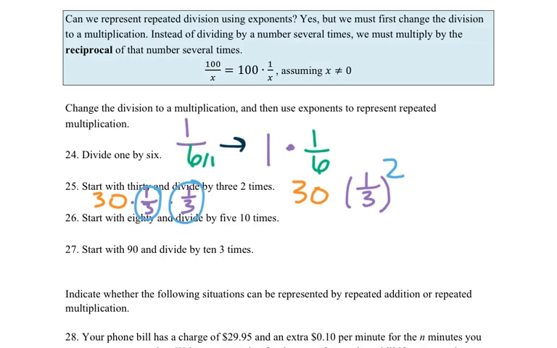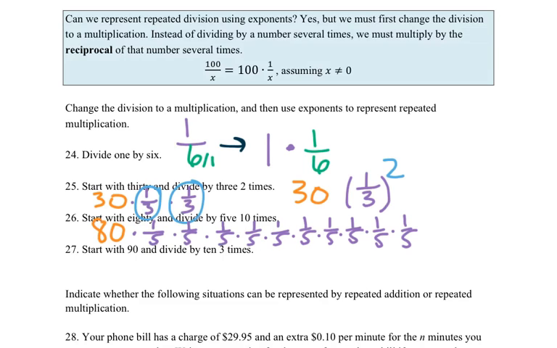Number 26 says start with 80 and then divide by 5 10 times. So instead of divide by 5, I'm thinking of multiply by its reciprocal, which is 1 over 5. And okay, it's going to happen 10 times.